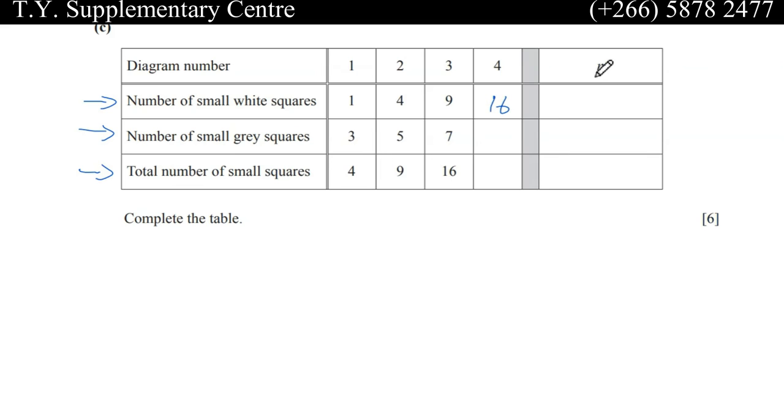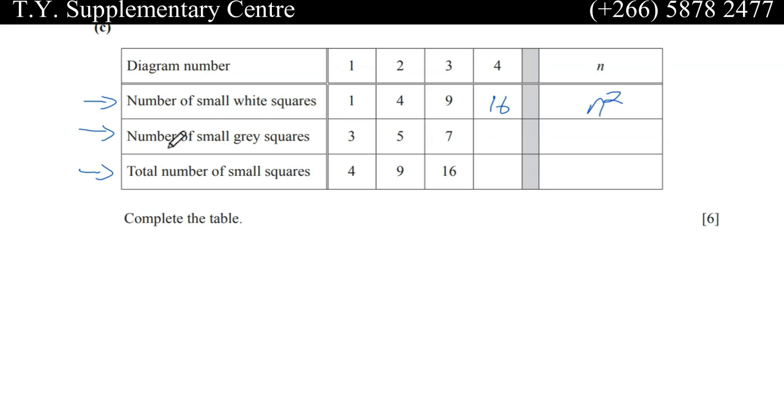And then in terms of n, remember n stands for diagram number. So to get 1, 4, 9, and 16, we are squaring the diagram number to get the number of small white squares that will be in that diagram number. So that means for n here, we'll write n squared. That is the diagram number. We square it to get the total number of white squares in that diagram.